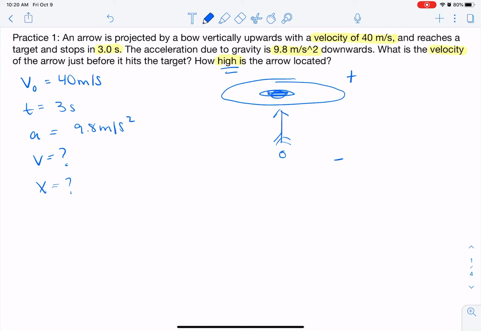So now I have to go back and make sure my signs were correct. I said my initial velocity was positive, which it is because it's moving up. I said my acceleration was positive, but it says here that it's downwards. So then I need to make that negative. Okay, so I'm done with my first step.